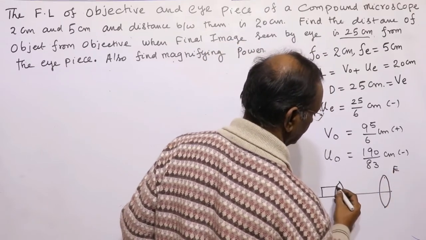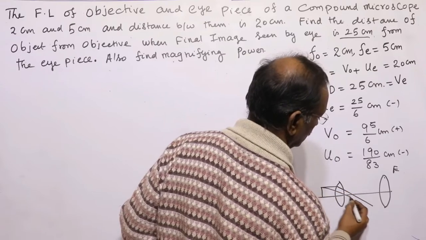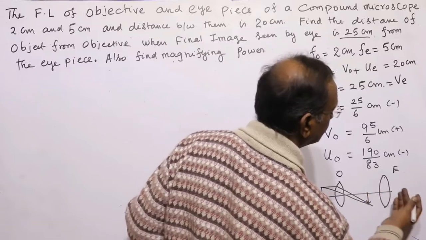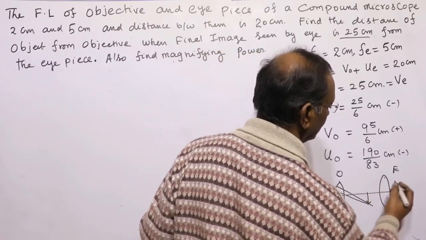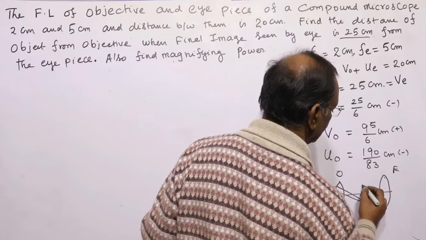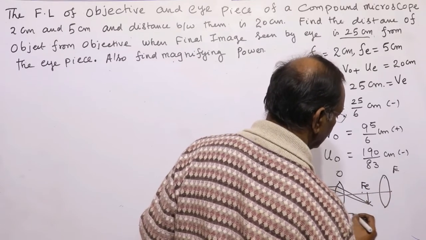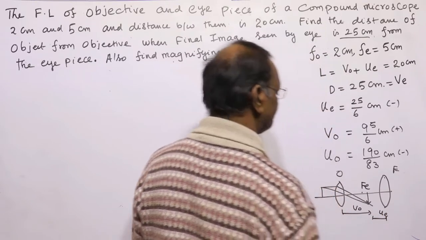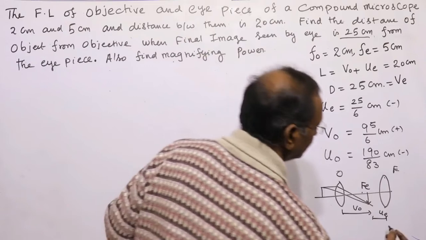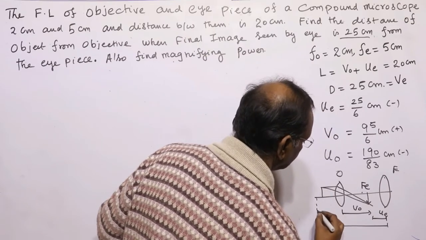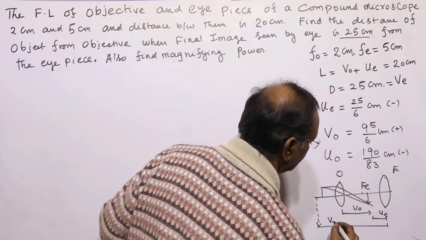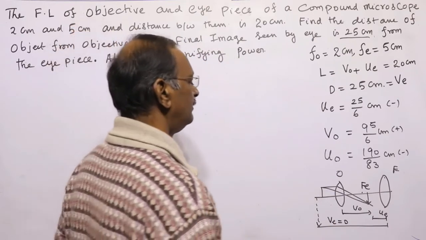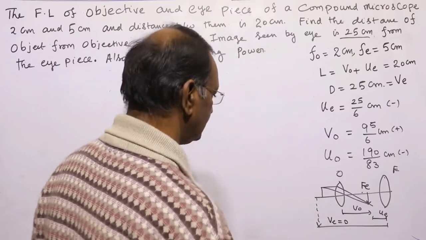The object is kept here, it will form the image here, and again it will form an image here. This is the image formed by the objective, and that serves as the object for the eyepiece. So this is the focal length of the eyepiece. From here to here is V naught, from here to here is U E, and the image for this is formed at this place, that is V E is equal to D, which is equal to 25 centimeter. Then the image is formed at the least distance of distinct vision.